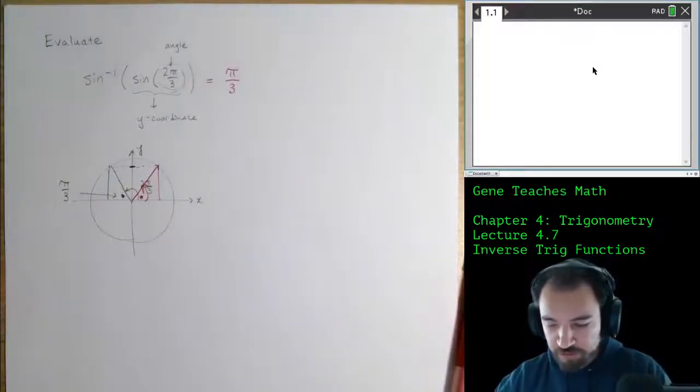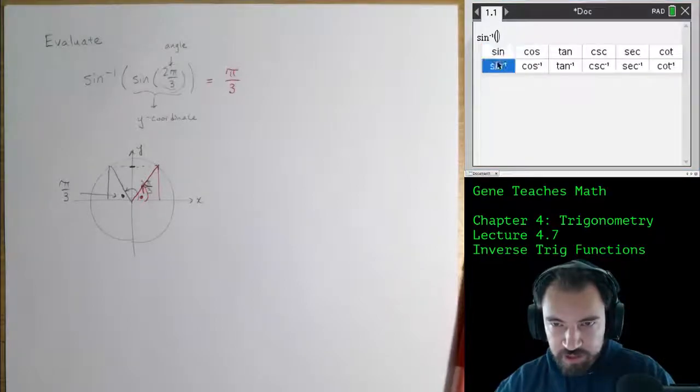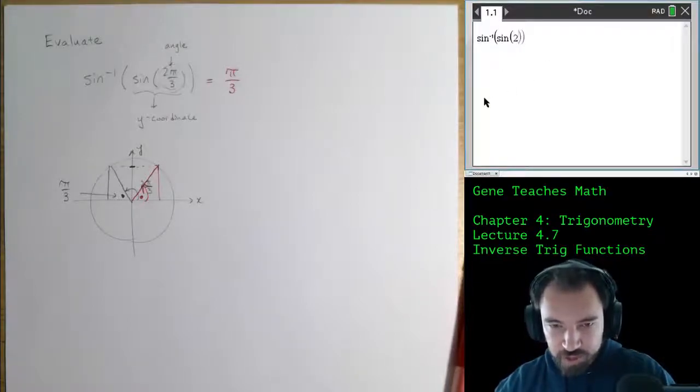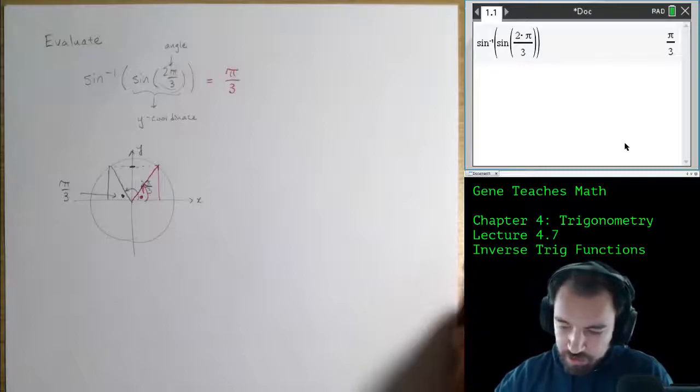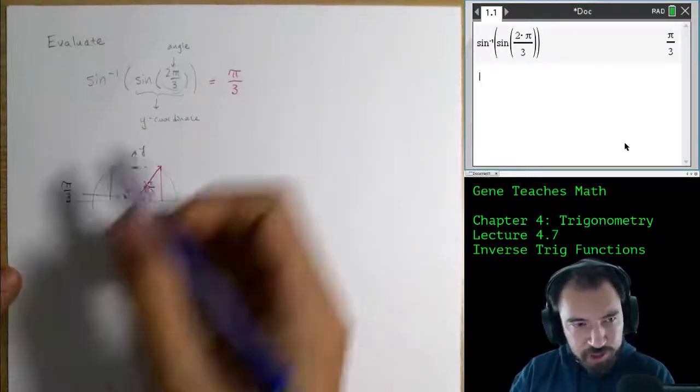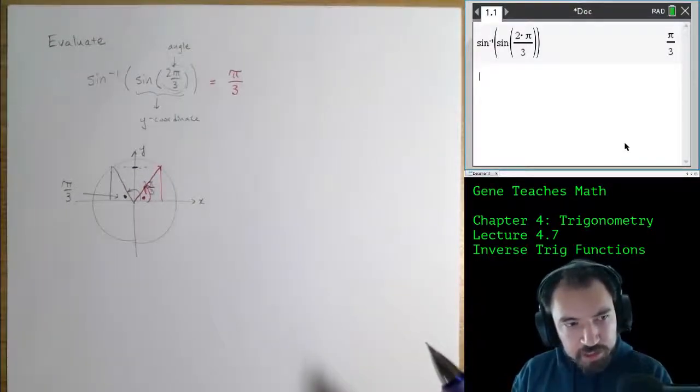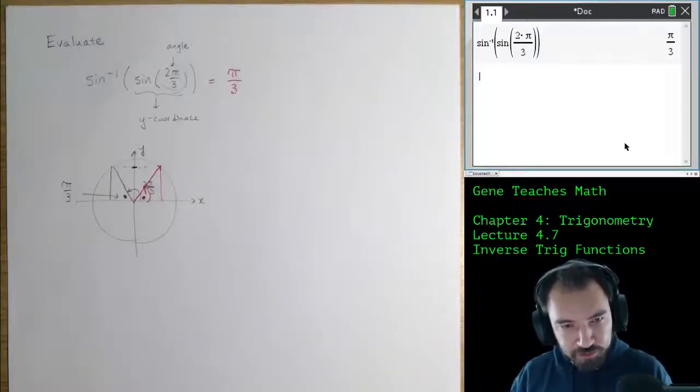Right? We can confirm this in a calculator. We can say, what if I go trig sine inverse of trig sine, and I'll go 2 times pi over 3, and we hit enter. See, we get pi over 3. This feels a little bit complicated at first, but it turns out you can systematically think through any problem like this and get the correct answer consistently.